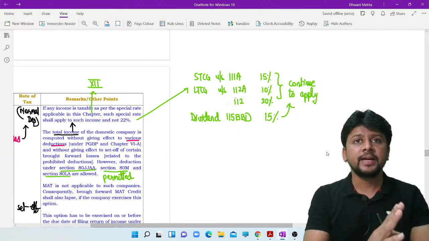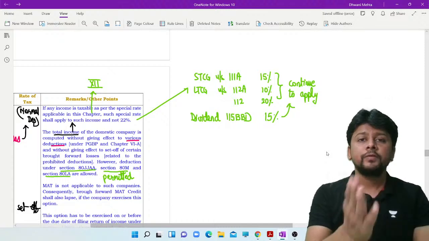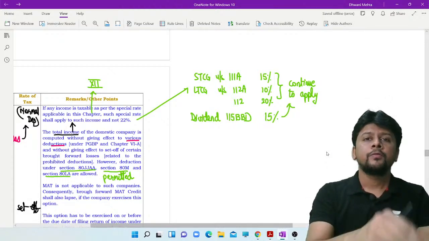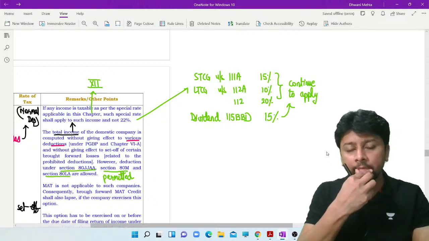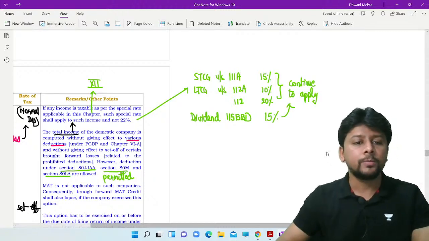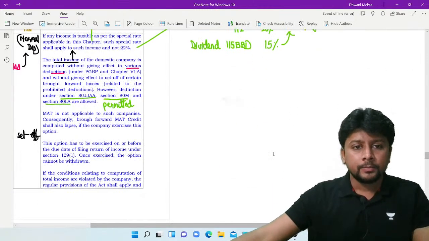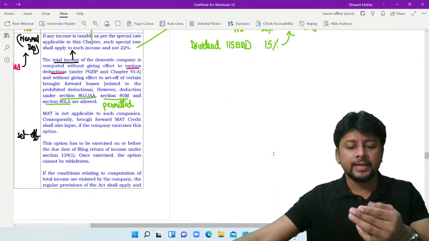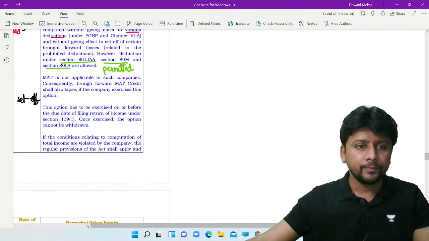The concessional tax rate of 22% is for all those incomes which in the normal course would have been subjected to 25% tax or 30% tax, now will be subjected to 22% tax. So, special rates of tax pertaining to companies will apply. Next point, MAT will not apply.